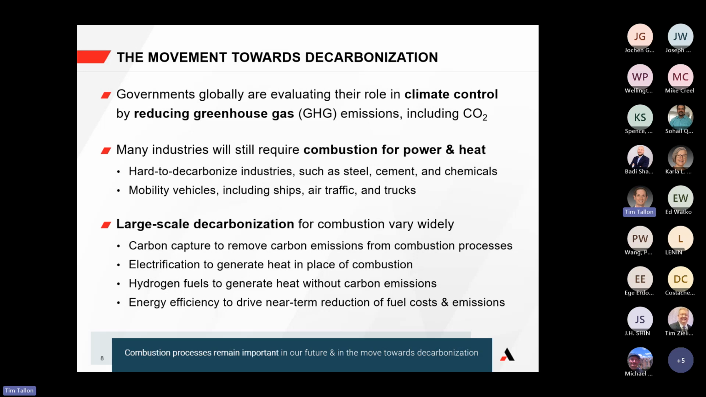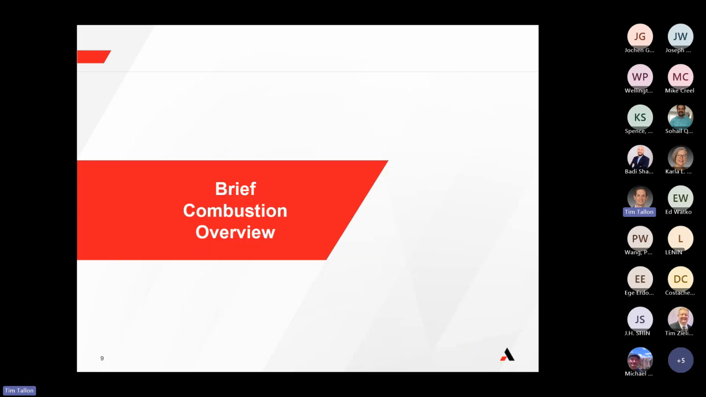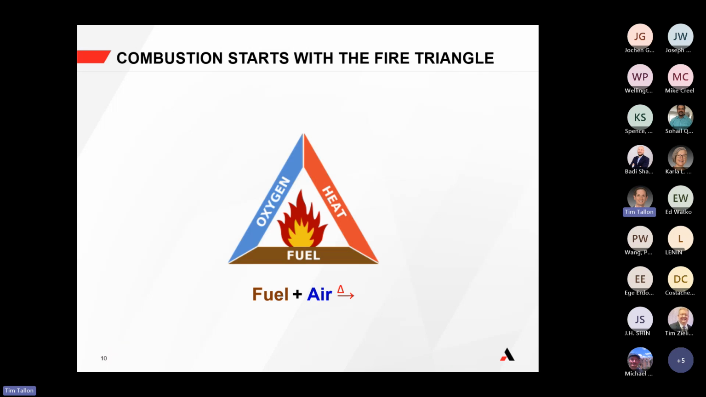So with that, I just wanted to provide a very brief overview of combustion, just to level set some of how we think about combustion and combustion efficiency. In any case, combustion will always start with a fire triangle. You need oxygen or some oxidant to drive the reaction. You need some type of fuel to receive those electrons, in this case methane or natural gas or any of those types of fuels.